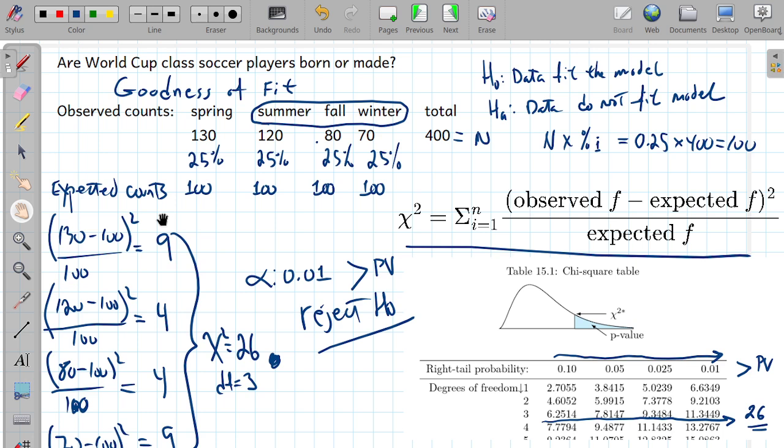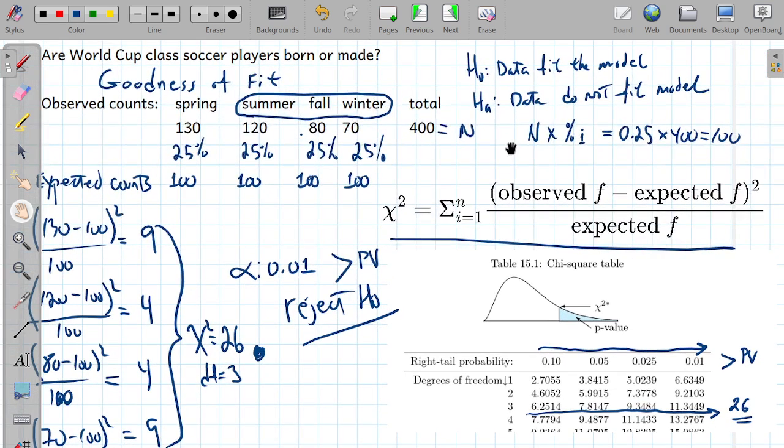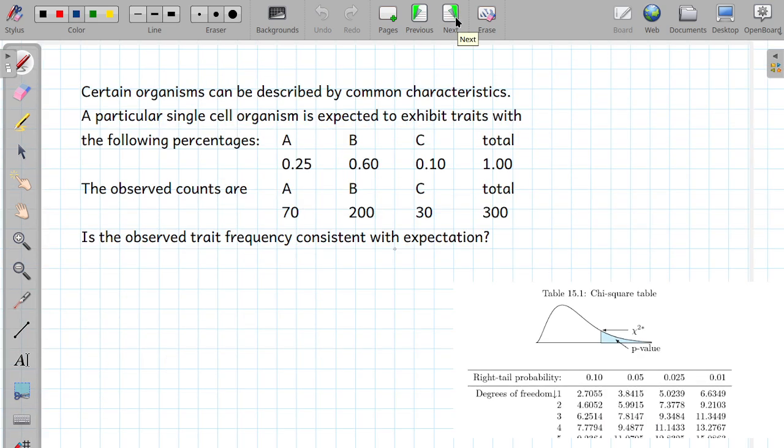So that's the goodness of fit test, with the complicating factor that they did not give you directly the percentages you need to compute the expected value. You had to read between the lines to figure it out. So how does it look when it's not the case? Well, that's what this example is all about. Let's look at this one.